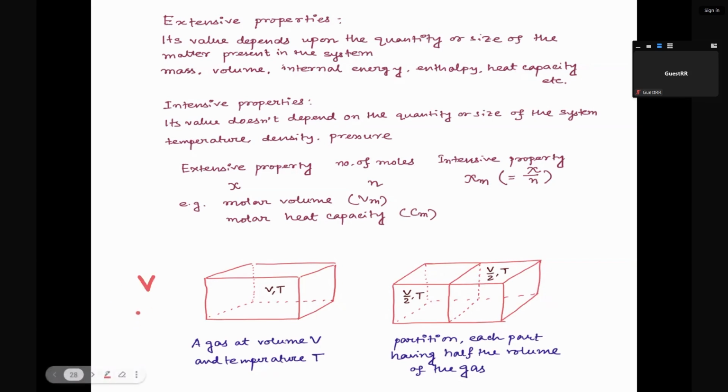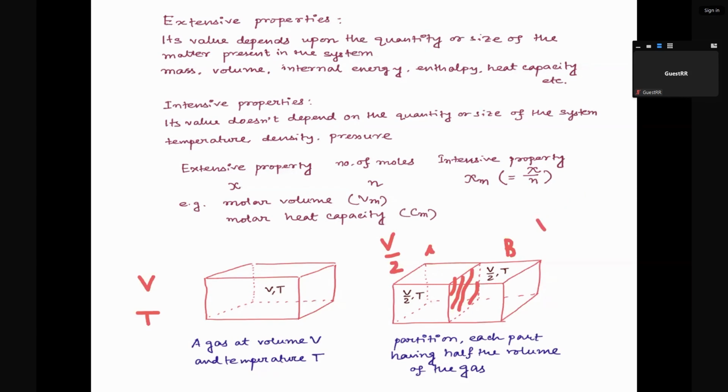Now, let's suppose we are creating a compartment in between, so that there are two compartments. A boundary is created in the middle of the box. Now we have two halves, half A and half B. Now in half A, the volume of the gas will be how much? If this was a homogeneous system and we are creating a separation in between, creating two halves, then in one half the volume will be V by 2.